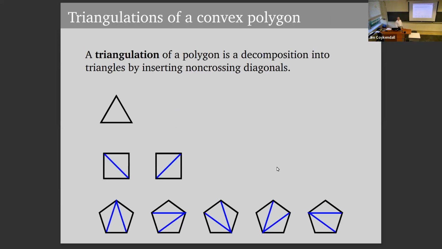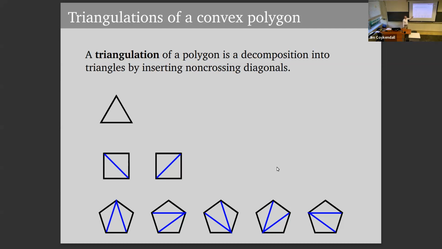Now let's talk about another example: triangulations of a convex polygon. A triangulation of a polygon is a decomposition into triangles by inserting non-crossing diagonals. You start with a triangle, it's already triangulated. If you have a square, or it could be any quadrilateral, just use a square, you can insert one diagonal and you decompose it into triangles. If you insert both diagonals, you also decompose it into triangles, but the diagonals have to be non-crossing.